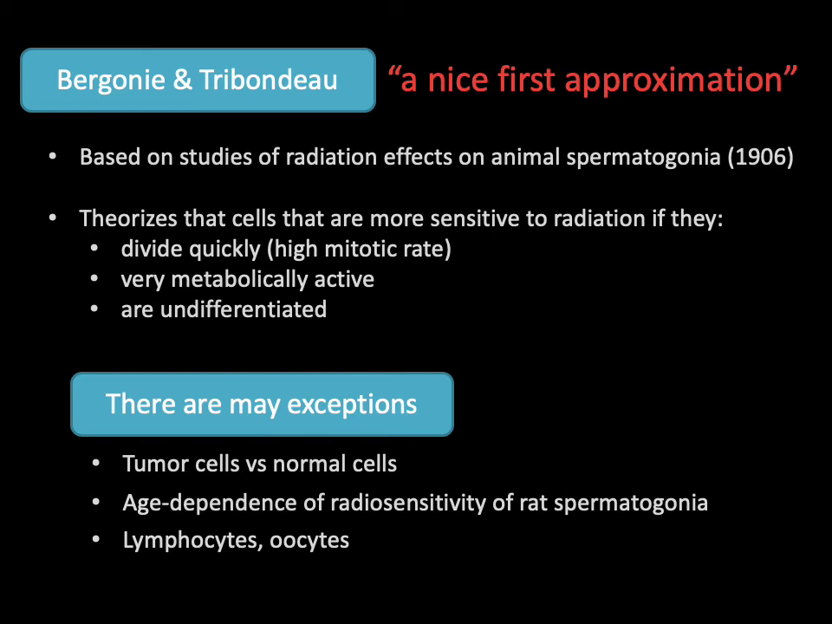For example, tumor cells have a high mitotic rate, but are not always more radiosensitive than their normal counterparts. Another example is actually found in rat spermatogonia. Their mitotic rate is the same in juvenile and in adult rats, but spermatogonia in young rats are less radiosensitive than those in adult rats. Other examples include lymphocytes and oocytes, both of which are fairly sensitive to radiation, but are not very metabolically active.